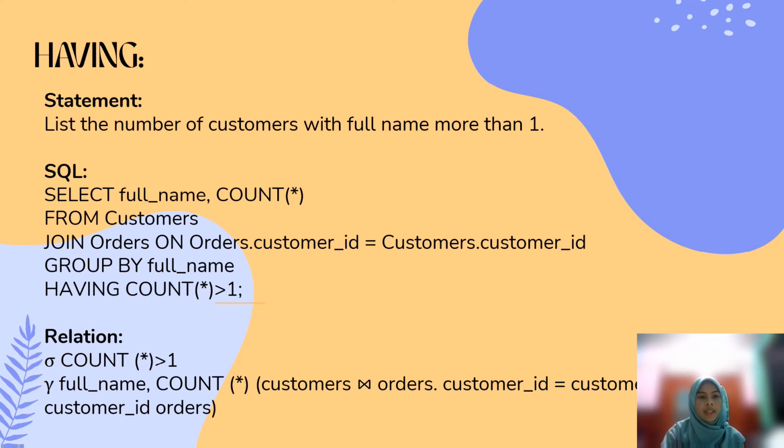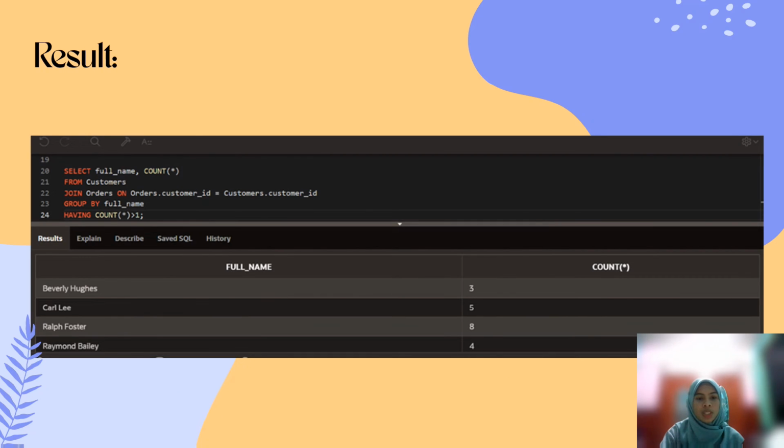For the having clause, the statement lists the number of customers with full name count more than one. For the SQL, select full name, count from customer, join orders on orders customer ID equals customer ID, group by full name, and having count greater than 1. The result will show the full name and the count that is greater than 1.